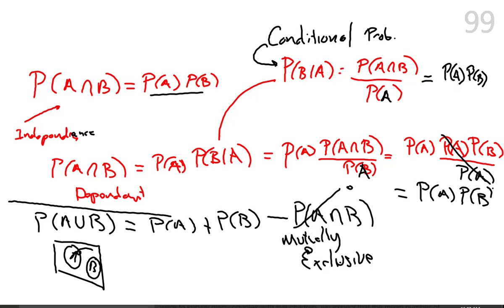Okay, that's how we can write over the probability of A. You see it? So that divides out. So if the probability of B given A is the same as just the probability of B, you know it's independent.